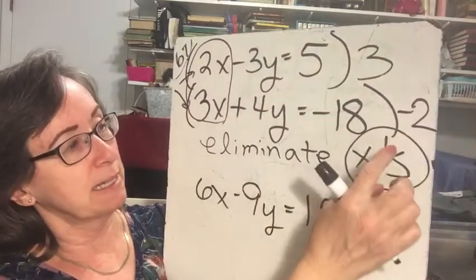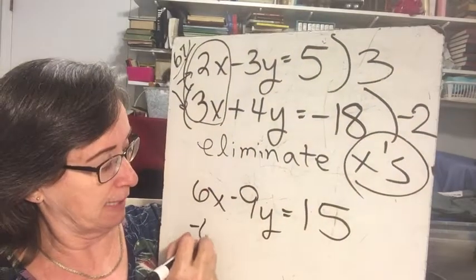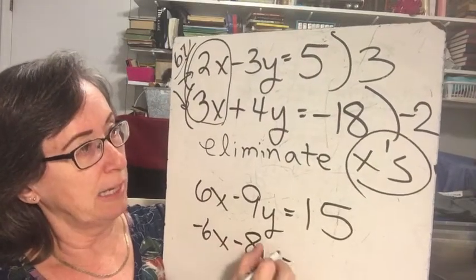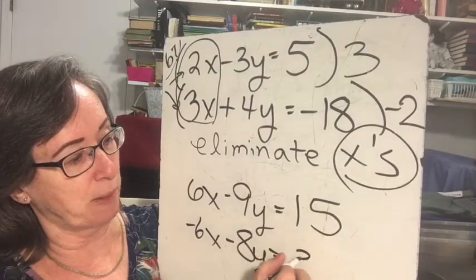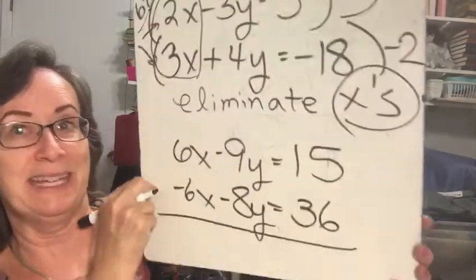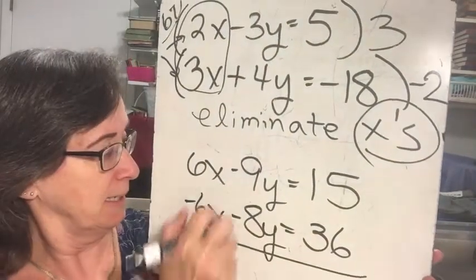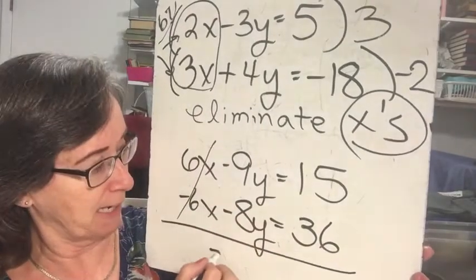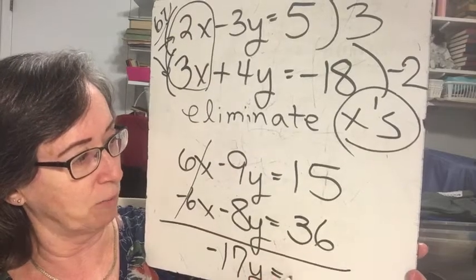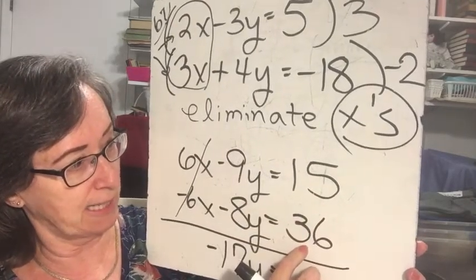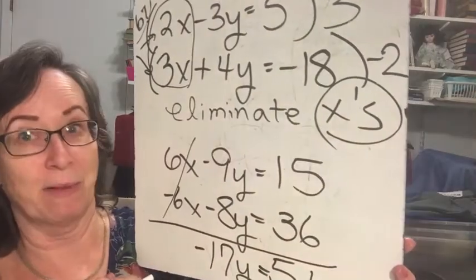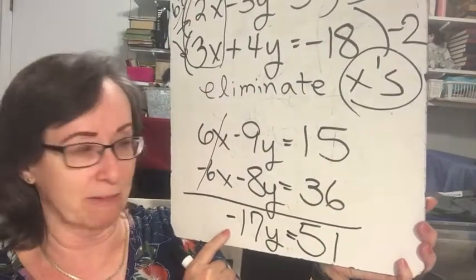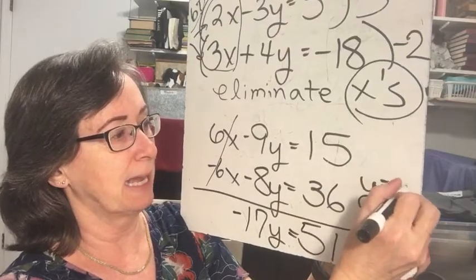And then 3x times a negative 2 is negative 6x. And a 4y times a negative 2 is a negative 8y equals negative 18 times a negative 2 is a positive 36. Do you see how my x's are all ready to eliminate? 6x and a negative 6x, poof, disappears. Negative 9 and a negative 8 gives me a negative 17y equals 15 plus 36 is 51. Okay, well, thankfully, 51 divided by 17 is exactly 3, but it's a negative 3, right? So we're going to get y is negative 3.